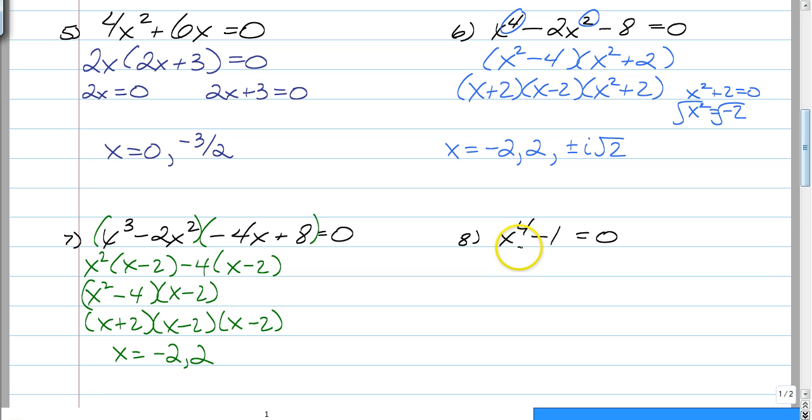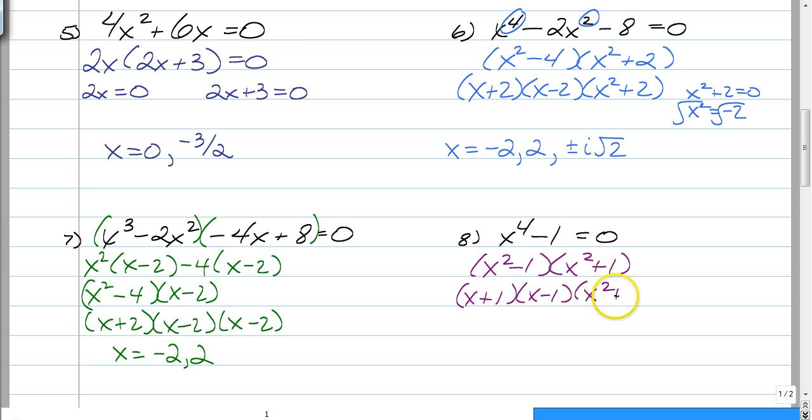Finally, number 8. x to the 4th minus 1. That is the difference of two squares. So that's x squared minus 1 and x squared plus 1. Remember, 1 is a perfect square. So this is going to become x plus 1 and x minus 1, because x squared minus 1 is a difference of two squares again.